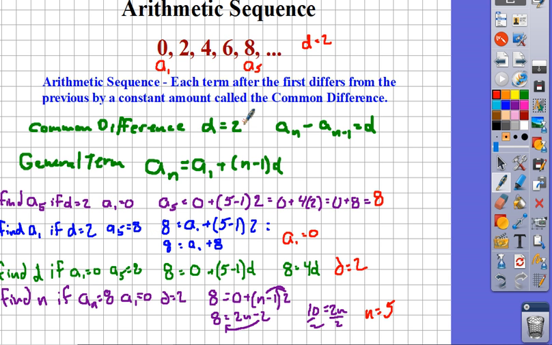So 4 different kinds of questions that could be asked. The different pieces of information you need to know are d, the common difference between any two numbers, the first number, a sub 1, any number, a sub n, your common difference d, and you're good to go.